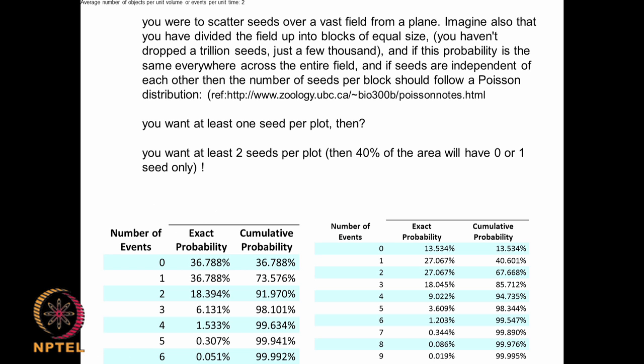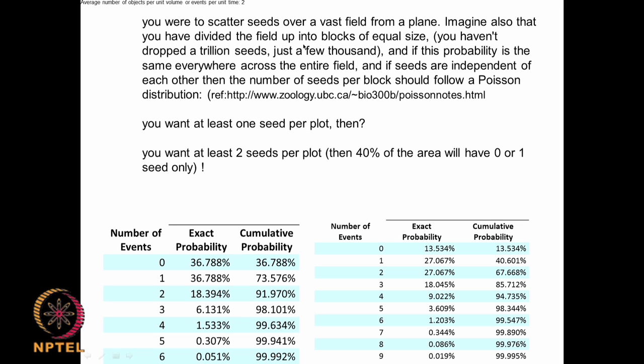Now, let us look at another interesting problem. I took this from a website. You scatter seeds over a large field from a plane. Imagine that you have divided the field into blocks of equal size. You have not dropped millions and trillions of seeds, but only a small amount of seed. The seeds are independent of each other. Of course, one seed settling down is not going to affect the other seed's action. So, what is the probability that you get at least one seed per plot, or at least 2 seeds per plot?